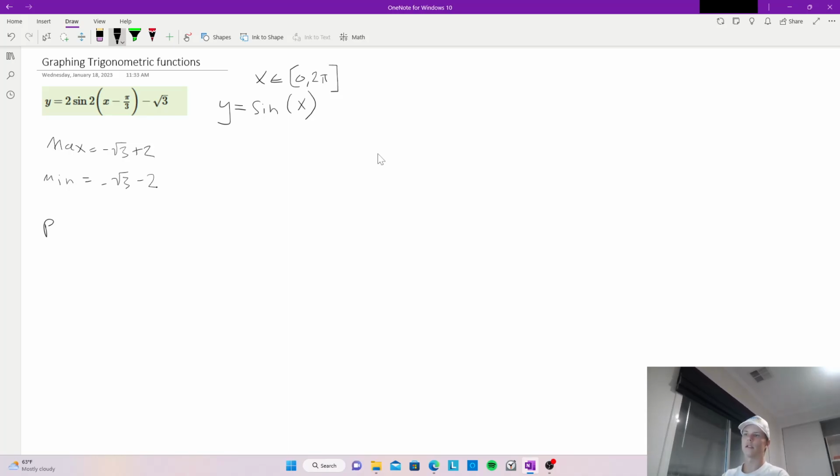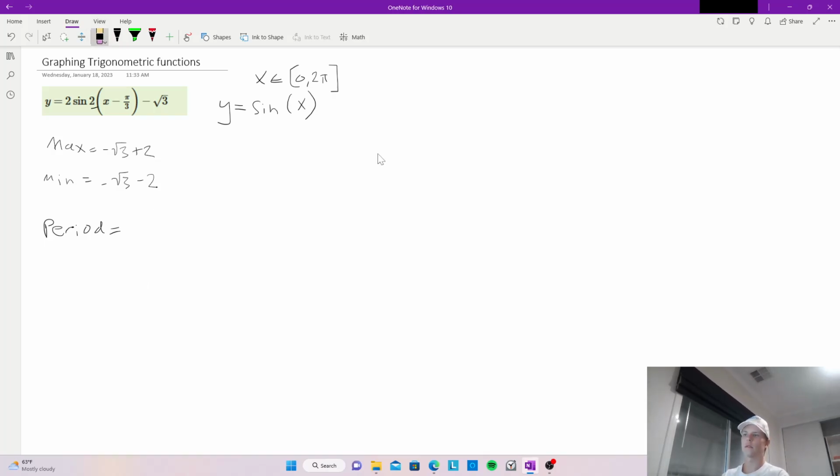And before, as I said, our period. So I know period's equal to 2 pi over n, and our n is going to be 2, so that's going to be equal to just pi. So our period's pi, so we're going to get 2 full rotations within this domain here. And then I think that's all we really need to know for now.